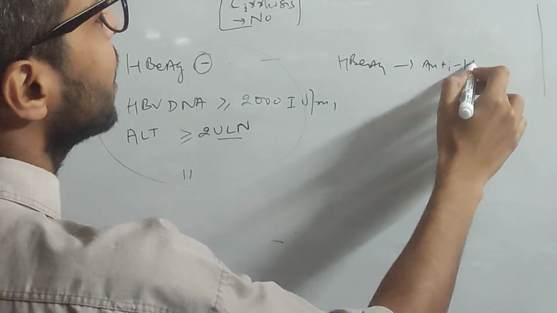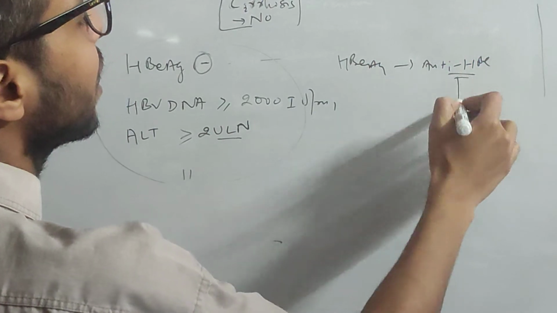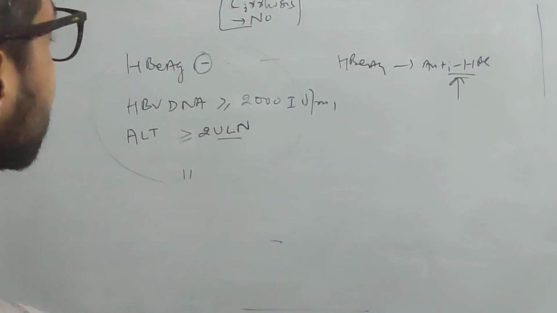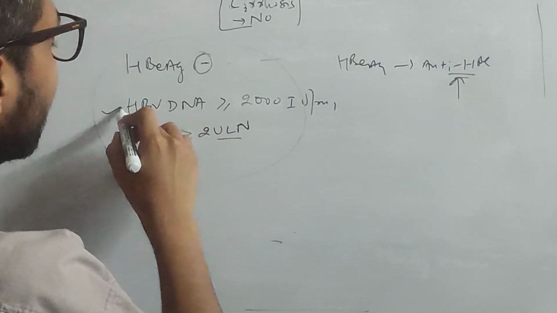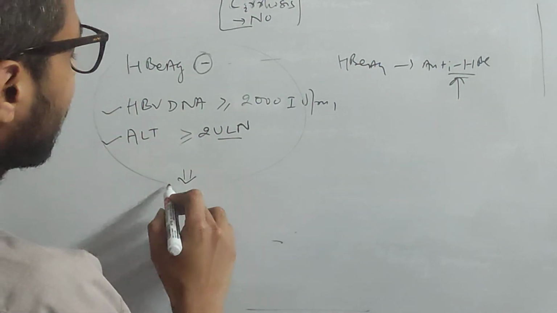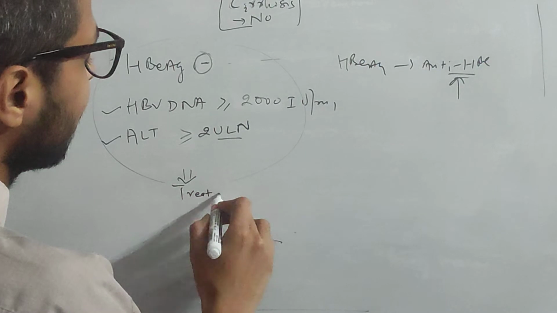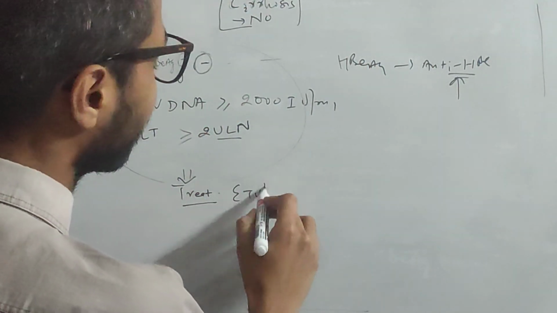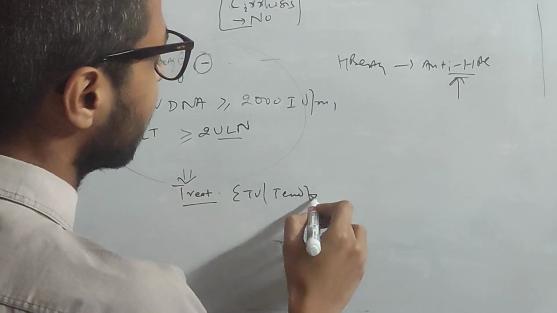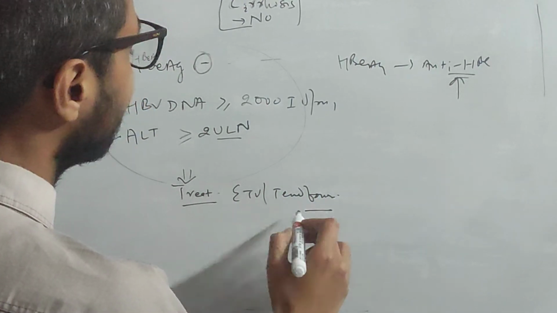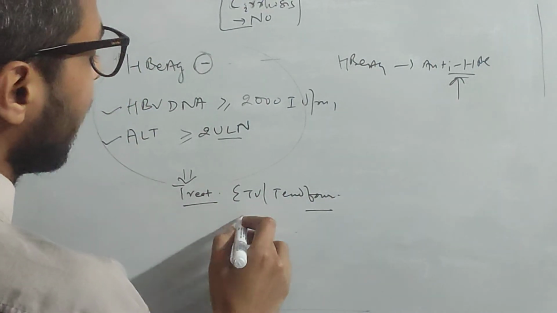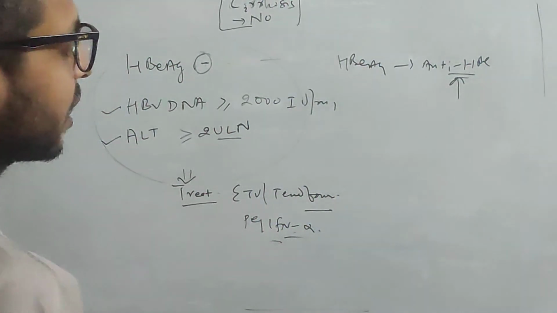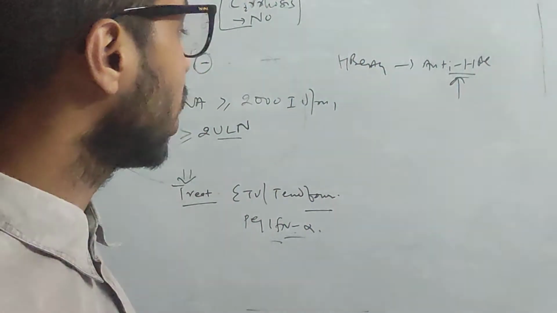So the patient is here. His immune system is not able to clear this virus, and there is high viral load. ALT is high. That's why you have to treat it. You have to treat with direct acting antivirals like entecavir or tenofovir. You have to treat it indefinitely. And if you use pegylated interferon alpha, then you have to treat it for 12 months.